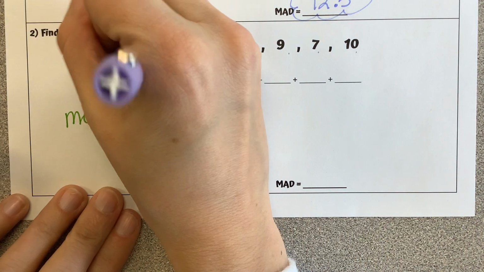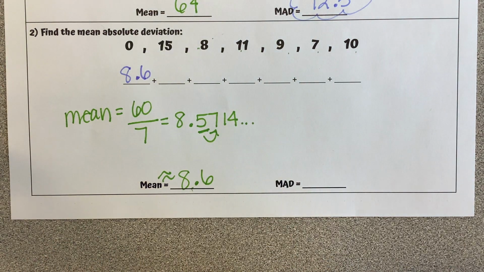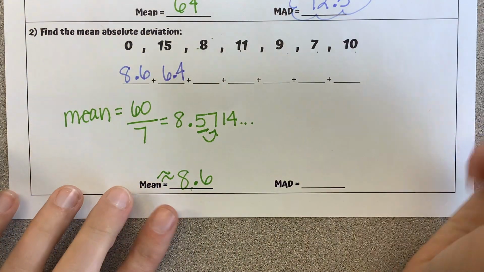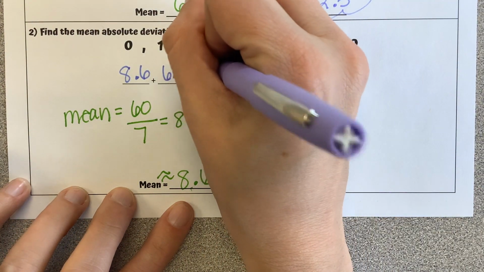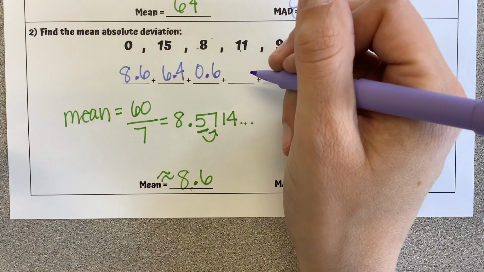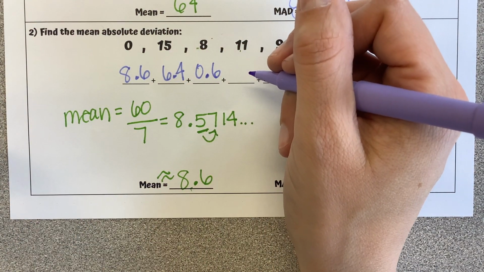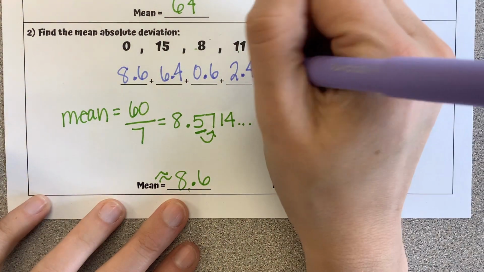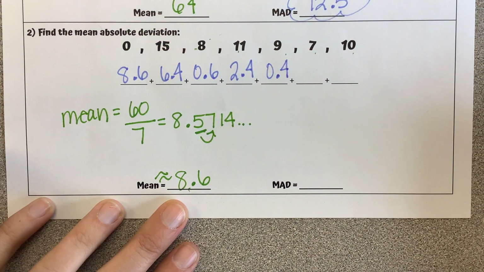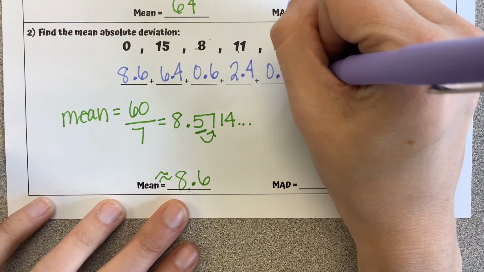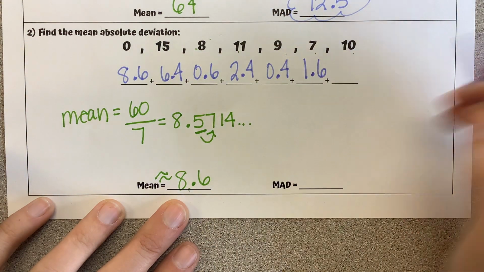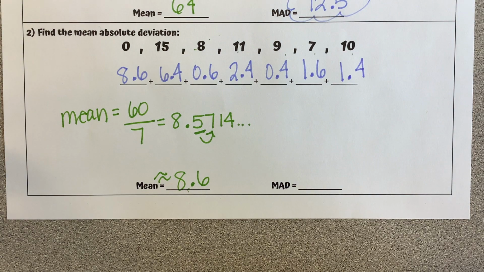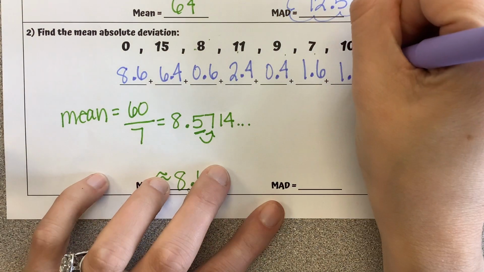So 8.6 minus 0 is 8.6. 8.6 minus 15 is 6.4. 8.6 minus 8 is 0.6. 8.6 minus 11 is 2.4. 8.6 minus 9 is 0.4. 8.6 minus 7 is 1.6. 8.6 minus 10 is 1.4. All right, now let's add up those distances.